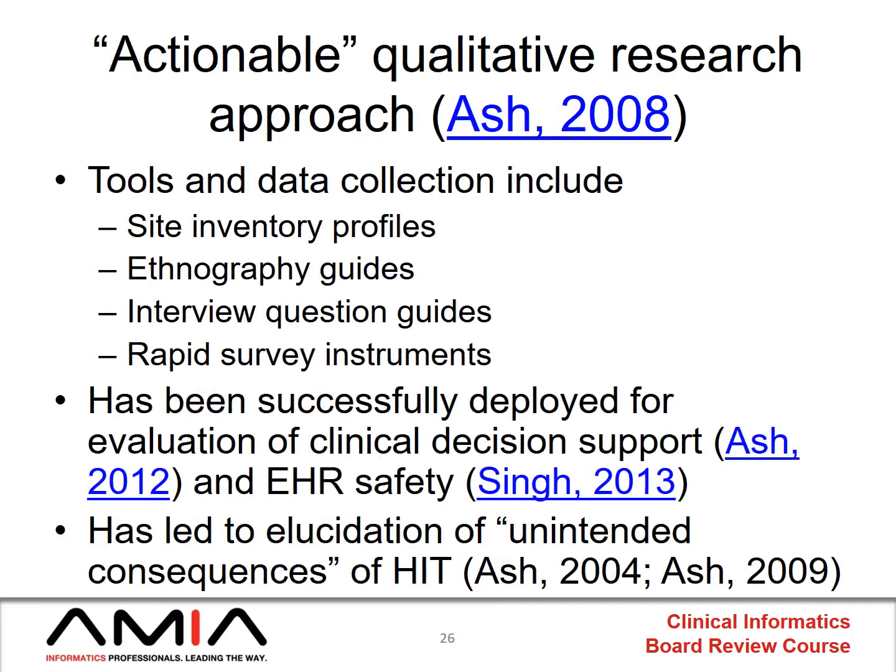One of the criticisms of subjectivist research or qualitative research is that it often does not produce results that are actionable, that actually give us information on how to improve the implementation of clinical information systems. One researcher in the informatics field who has been at the forefront of developing actionable qualitative research is Joan Ash, and her research team has produced a variety of tools and data collection methods that include things like site inventory profiles, so what different kinds of methods can be used at sites, and then guides to ethnography, interview questions, and rapid surveys.